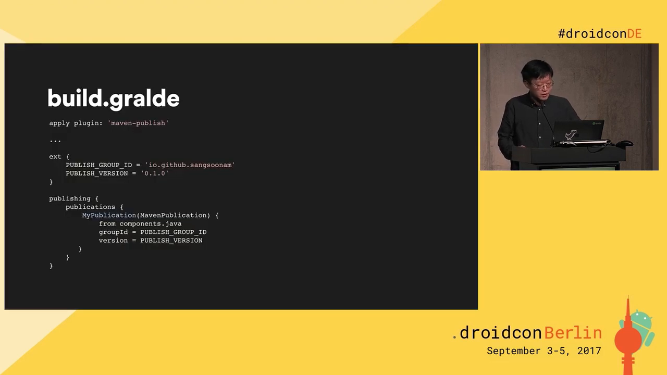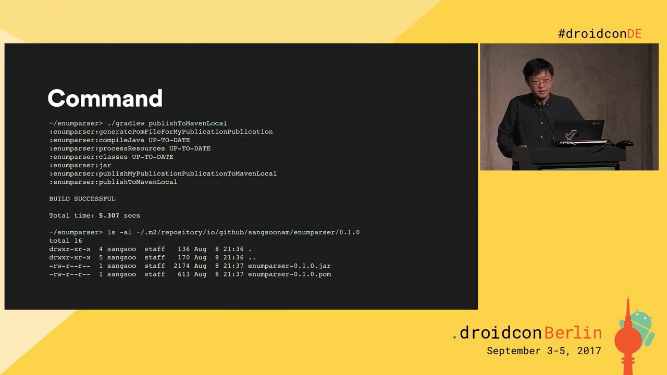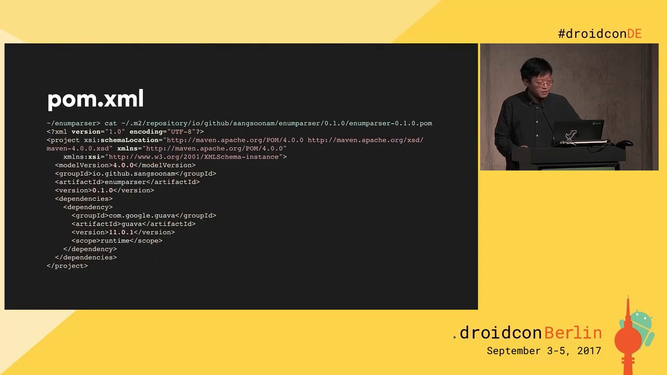The Maven publish Gradle plugin helps with this process a lot. After applying this plugin, you can mention the group ID and version, and then run the task publishToMavenLocal. When you run that, you can also check what is generated. You can see there is a jar file for the Java library, and a POM file for the project description. If you check the POM file, there is the group ID, artifact ID, version, and also dependencies. I'm currently using the Guava library for this library.